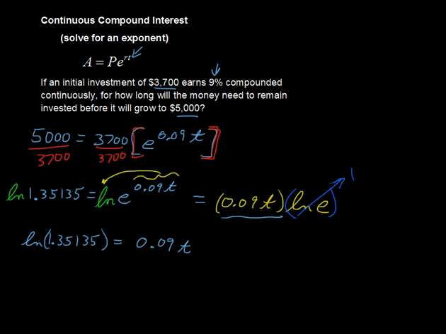So in your calculator, you would type this. You would type the natural log, open parentheses, 1.35135, close parentheses, and then divide by 0.09. Very, very important that you close the parentheses right here. Close these parentheses before you divide by the 0.09.